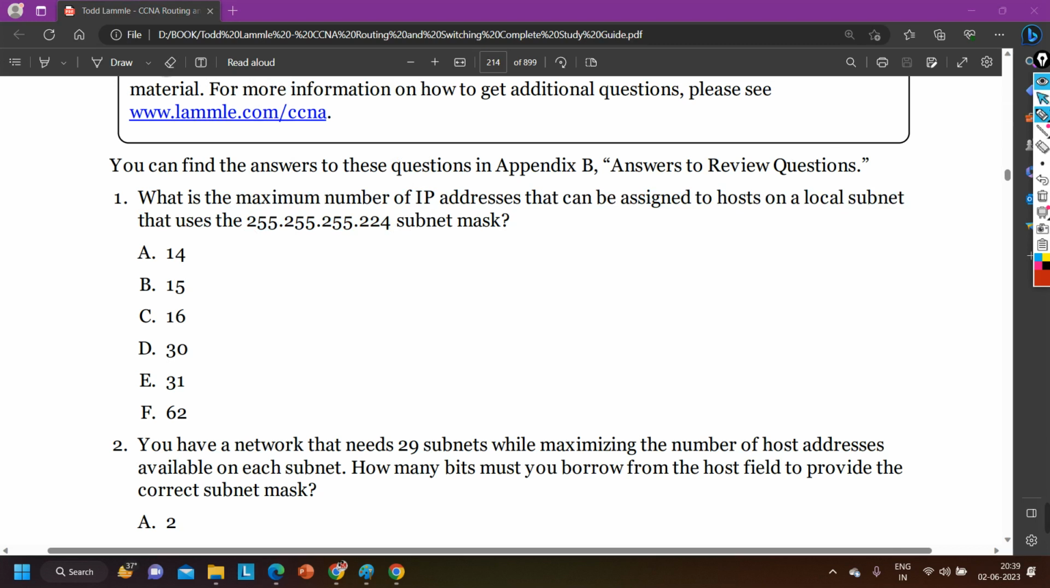How are you calculating? Sir, valid hosts means 2 to the power 5 minus 2, because the mask is /27. Yes, because 3 bits are 1 and 5 bits are 0. So these are host bits. So 2 to the power 5 will be 32, minus 2 means 30. Option D is right.